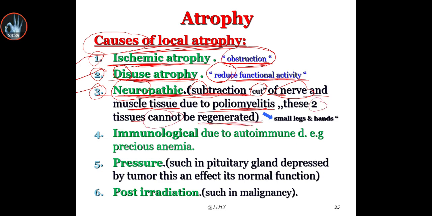be regenerated. As we know, and we will talk about it inshallah in the next lectures, some cells or tissues can regenerate, and some of them cannot regenerate. Among the cells that cannot regenerate are, for example, myocardial muscles and nerve cells.